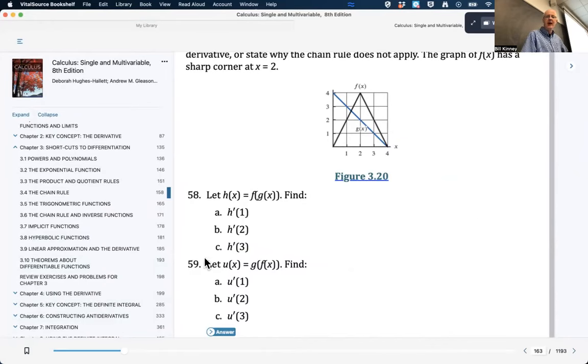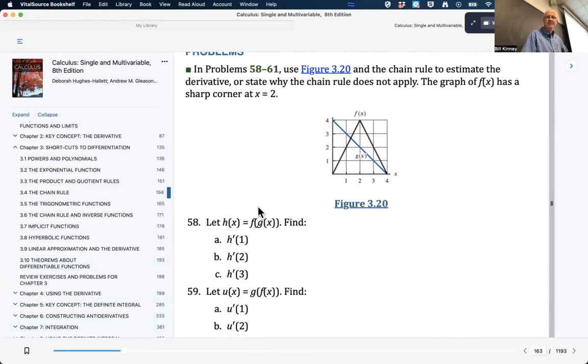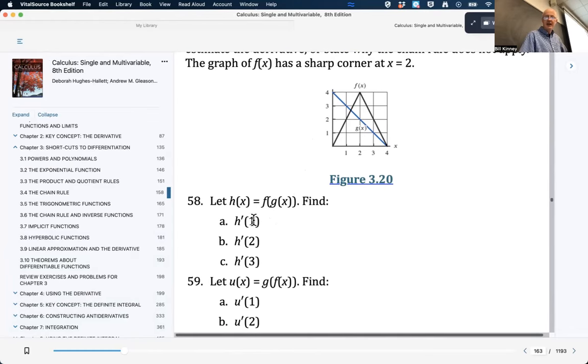Some of them are purely graphical and symbolic. For example, like 58. Use this figure to, for example, find h prime of 1, h prime of 2, and h prime of 3, where h is f of g of x. No formula for f and g, just graphs, although you could figure out formulas for those.